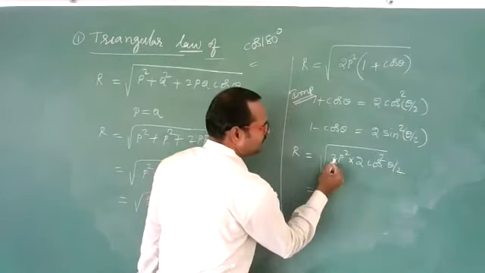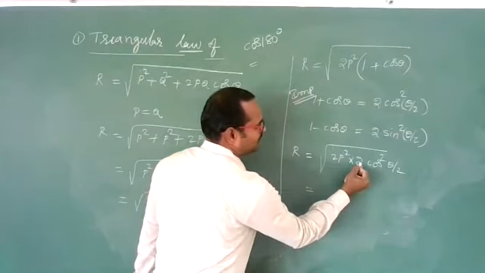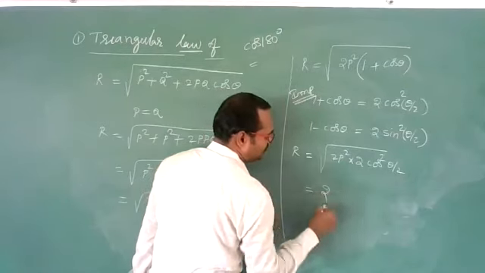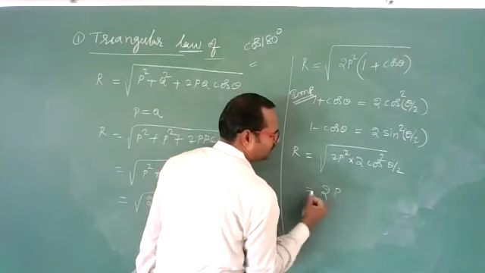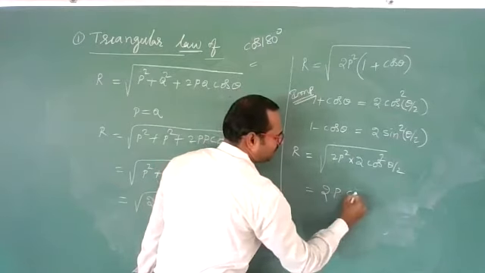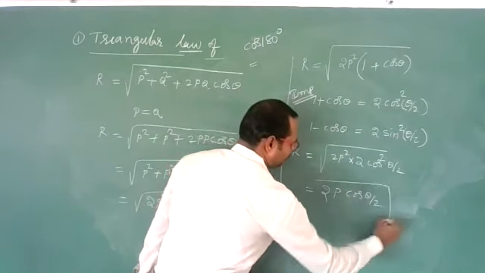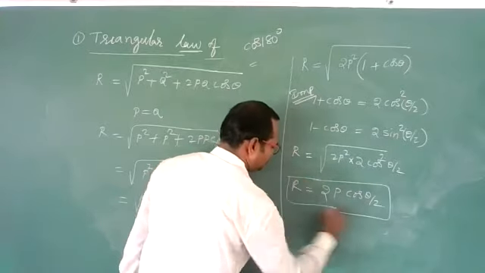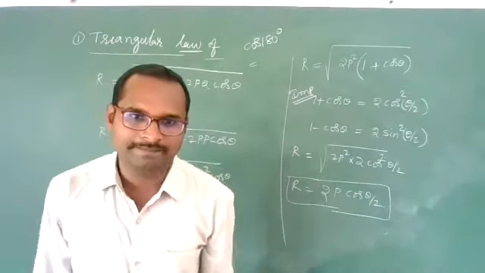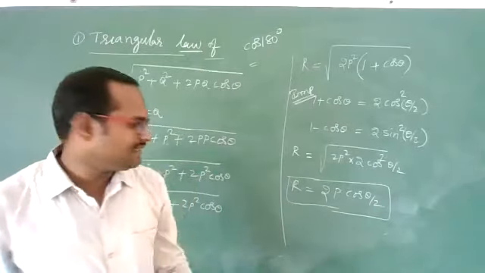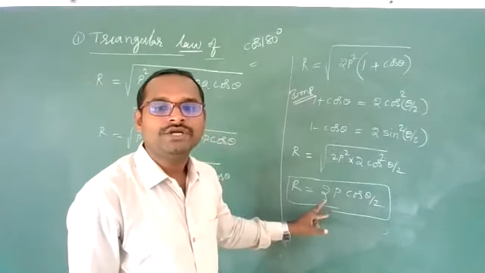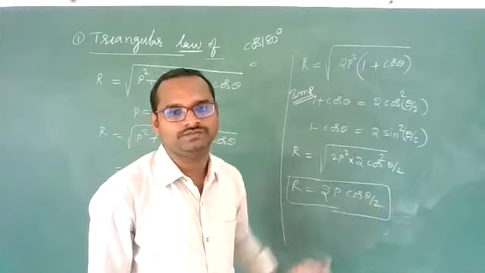Yes, students, here 2 is there, here 2 is there. You can take 1, 2 out of root. P square, take out of root. Cos square, take out of root. And two vectors are equal and making angle theta between them. Resultant vector will be 2p cos theta by 2.